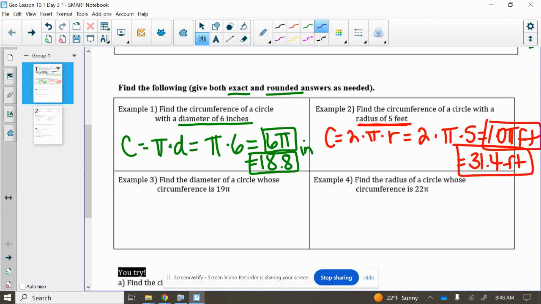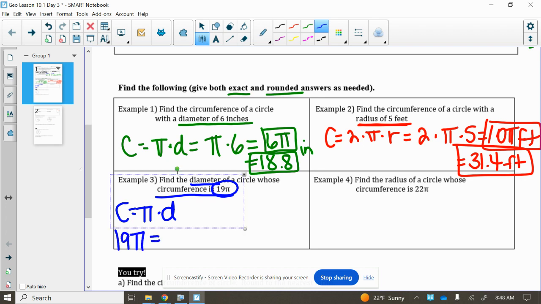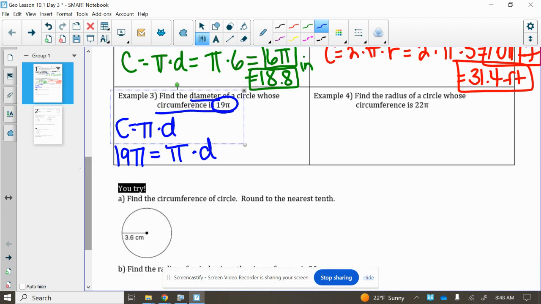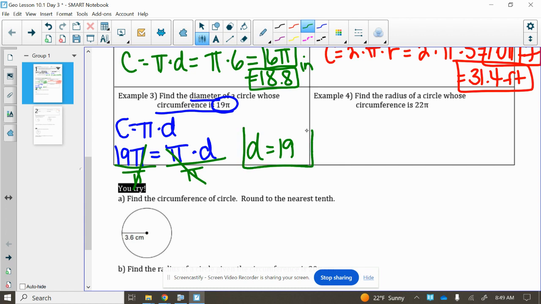The next one is asking us to work backwards. They are telling us the circumference is 19 pi and we want to find the diameter. So again, when we're involving diameter, pi times diameter equals our circumference. We want to work backwards to find what our diameter value is. So we can divide both sides by pi, and we notice that they cancel, and our diameter is just left to be 19.